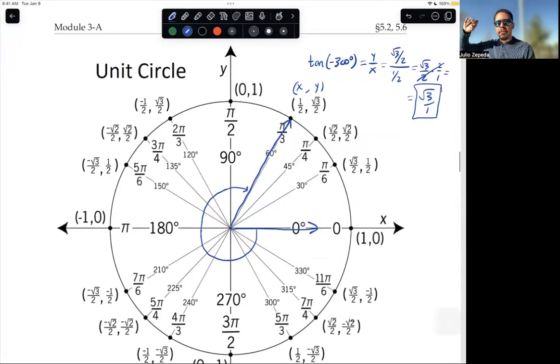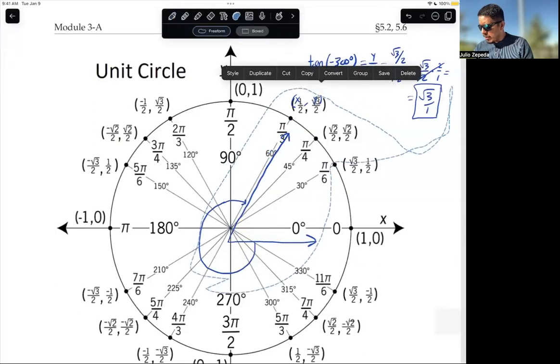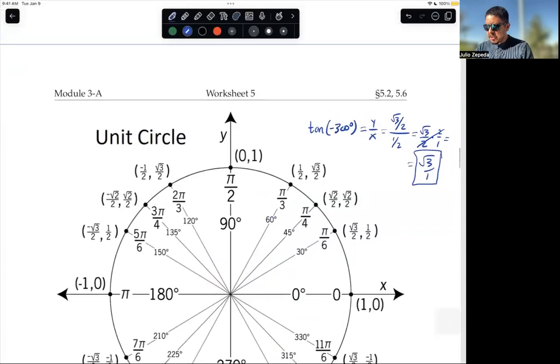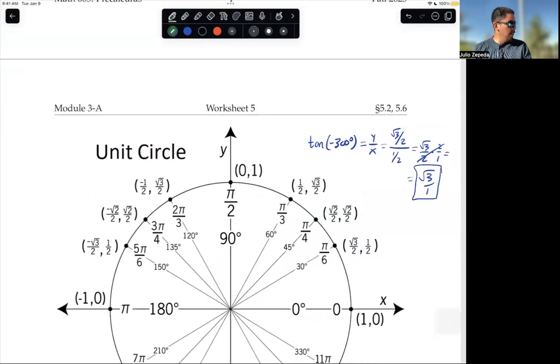So I just found negative 300 degrees. I found the X and Y coordinates associated with that angle on the unit circle. And used those X and Y coordinates to find the tangent of that angle. What's another way that we could have done this? Because negative 300 degrees is not on the unit circle, excuse me. Oh man, there's so many ways. I'm thinking of more ways to do it as I'm thinking about this.